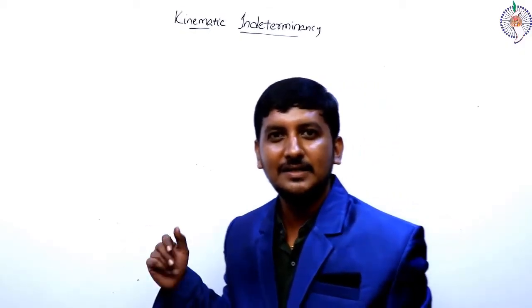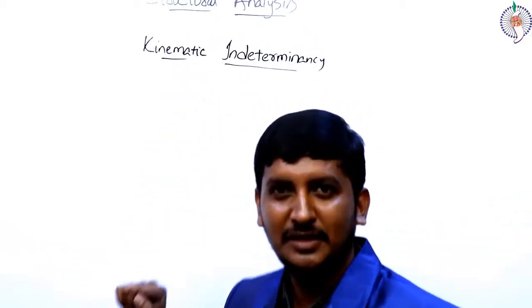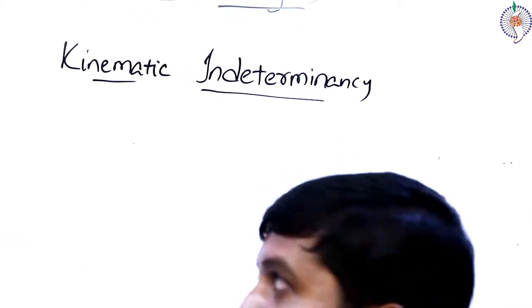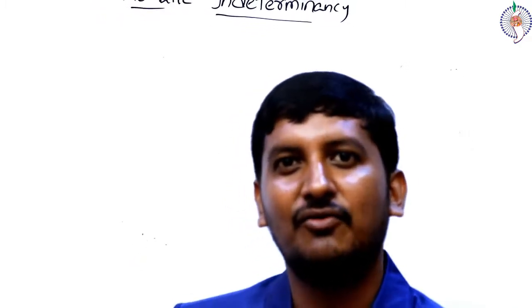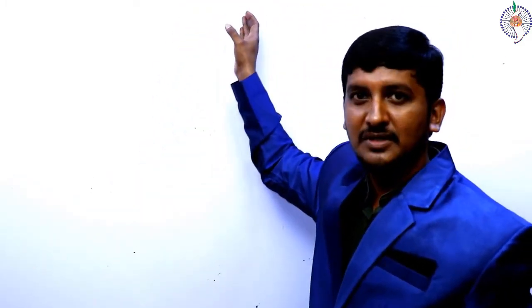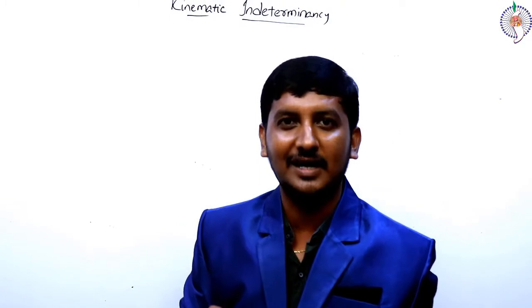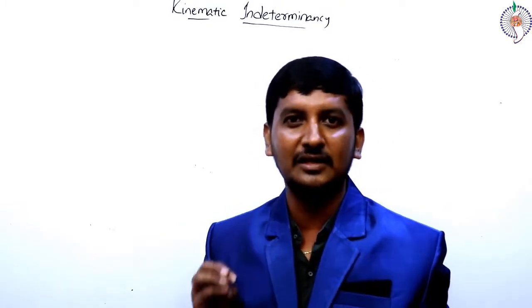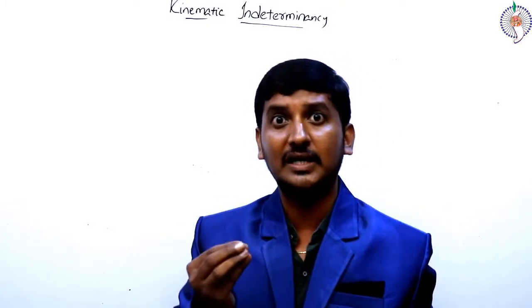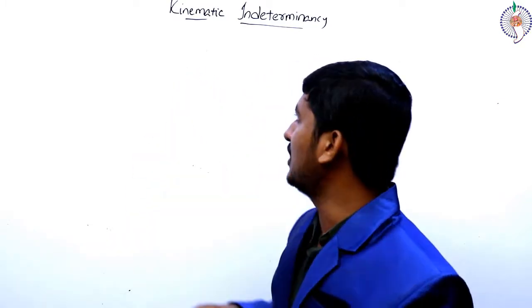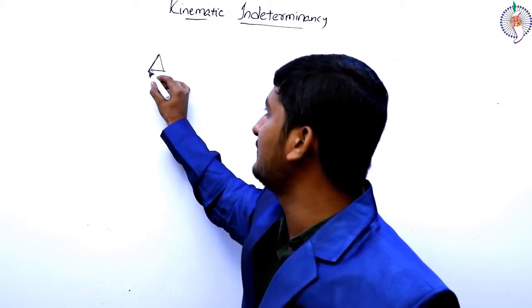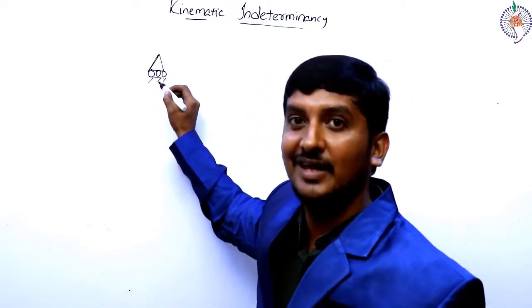Now, let us discuss kinematic indeterminacy. Till now, we have studied static indeterminacy and how to calculate a static indeterminacy for various types of elements. That may be a beam or a frame or a truss. Now, kinematic indeterminacy is quite opposite to that of a static indeterminacy. In static indeterminacy, we are bothered about the reactions which are offered by the supports. But now here, we are bothered about what are the freedoms left over after offering reactions.